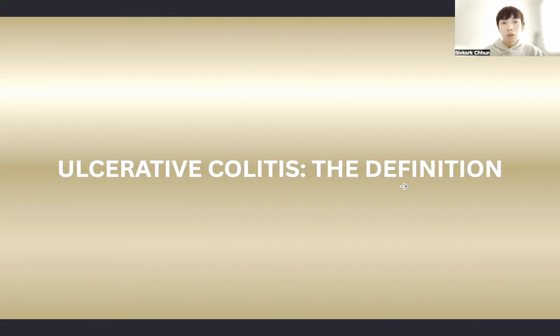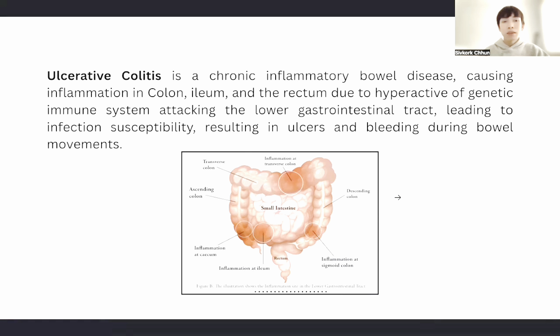So first, we want to know what is the definition of ulcerative colitis. Ulcerative colitis is a chronic inflammatory bowel disease causing inflammation in the colon, ileum, and the rectum due to a hyperactive genetic immune system attacking the lower gastrointestinal tract, leading to infection susceptibility, and it results in ulcers and bleeding during bowel movement.